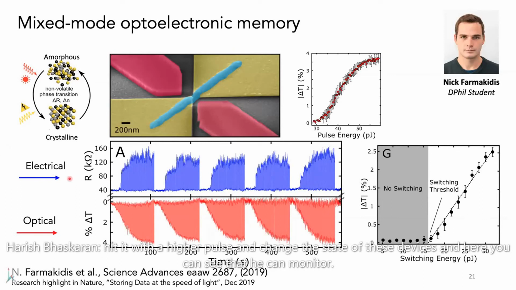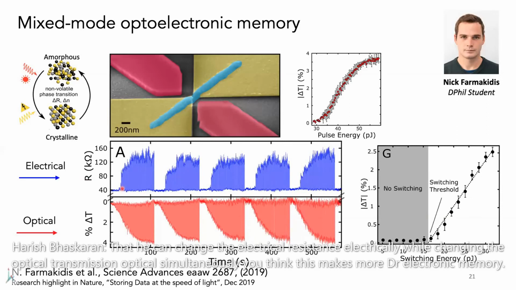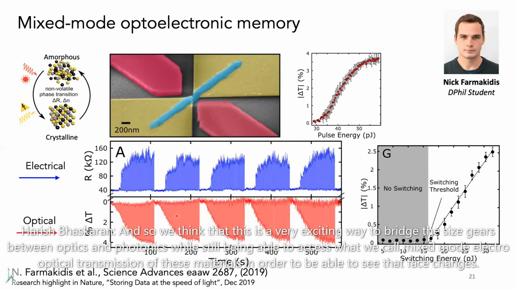And here you can see that he can change the electrical resistivity electrically while changing the optical transmission optically simultaneously, using this mixed mode optoelectronic memory. So we think that this is a very exciting way to bridge the size scales between optics and electronics, while still being able to access what we call mixed mode, the electro-optical transition of these materials, in order to be able to see the phase changes.